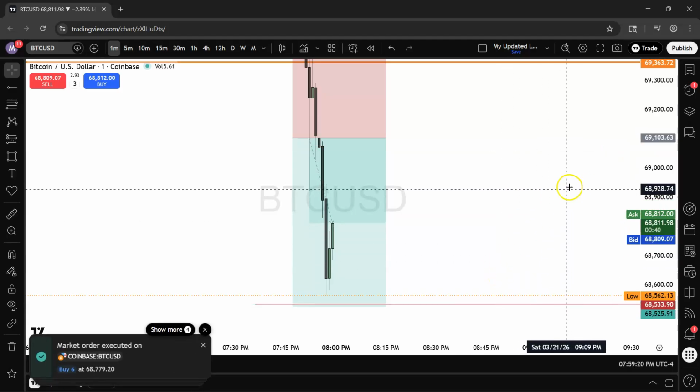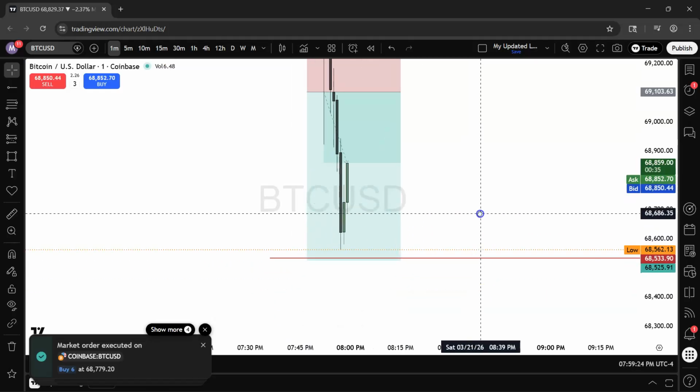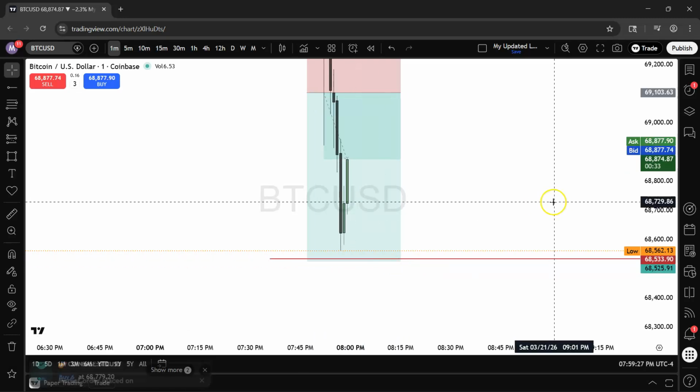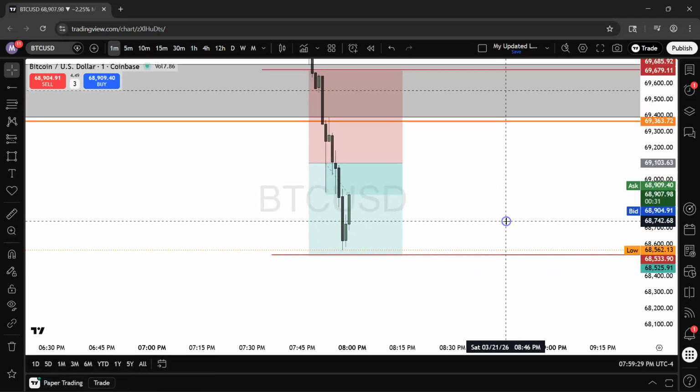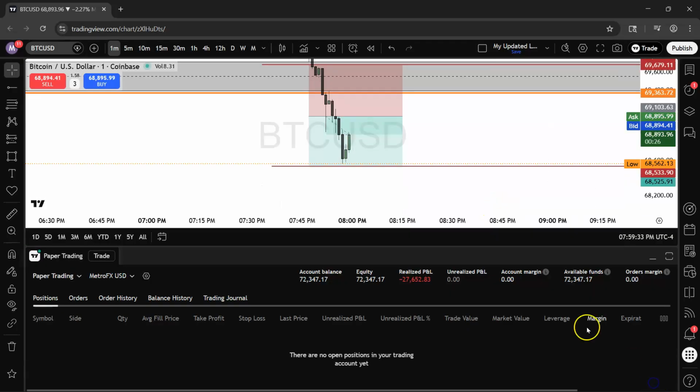And that's exactly what I did, because I didn't like the fact that it didn't continue to go lower to hit my TP. Sometimes that happens, and you just want to go ahead and close out the trade and walk away with a bag. So let's look at my profit.